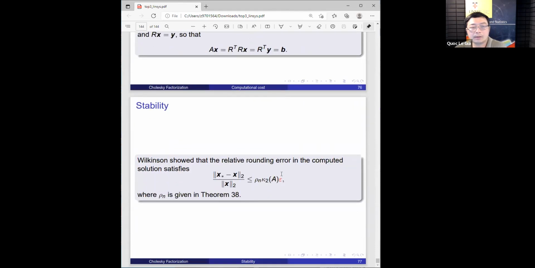How about stability? Stability depends on the condition number in the two norm of the matrix A times epsilon, where epsilon is the machine epsilon. We are not going into details, but essentially the stability still depends on the condition number. That is everything about linear systems, and next week we are going to study interpolation.